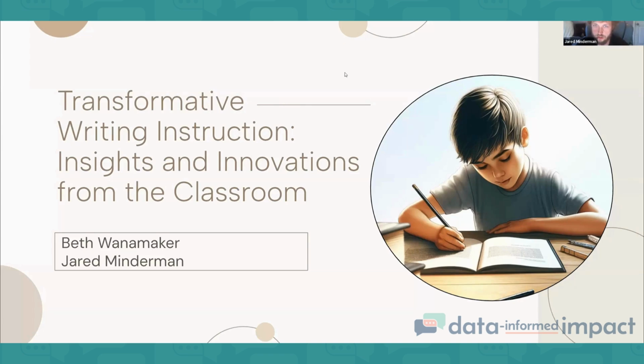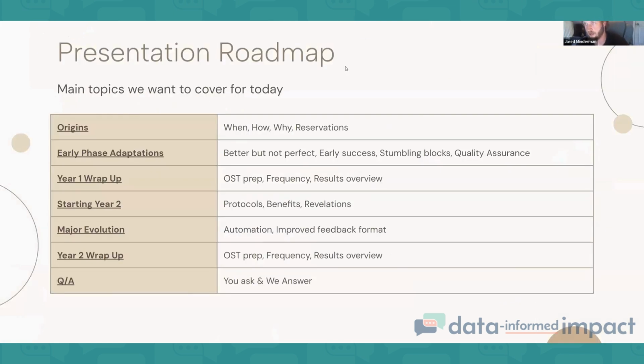I will start by showing you the presentation roadmap. This is going to be the bulk of when I talk, and then I want Beth to be the star, and I'll be the person asking questions and chiming in every now and then. The main topics are the origins: the when, how, why, and reservations. We then had our early phase adaptations: better but not perfect, some early successes, some early stumbling blocks, how we addressed quality assurance, and how we were being proactive. Then our year one wrap up, how we started year two, and our major evolution, the big change that led to wanting to present this information here. Then the year two wrap up, and then Q&A. If you have a question, put it in the chat or on mic. We're happy to receive questions as we go.